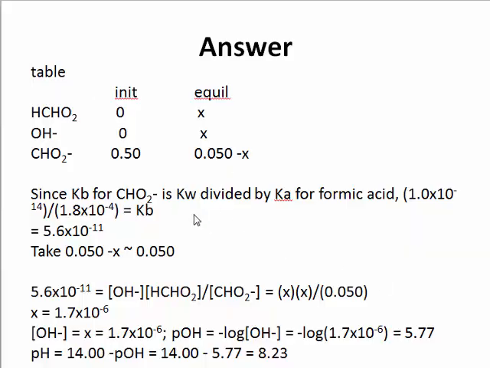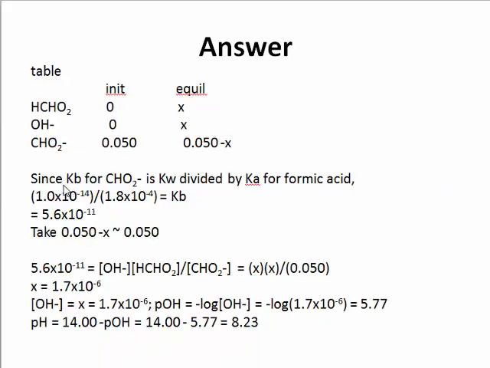Our ICE table will look like this. Initially, no concentrations of the formic acid and hydroxide. 0.050 concentration of the formate. Concentration of hydroxide is x once we write down all the equilibrium concentrations. And we will naturally roughly assume that 0.050 minus x, the equilibrium formate concentration, is around 0.050. We'll see that that's justified when we find Kb for the formate by dividing Kw by Ka for formic acid.